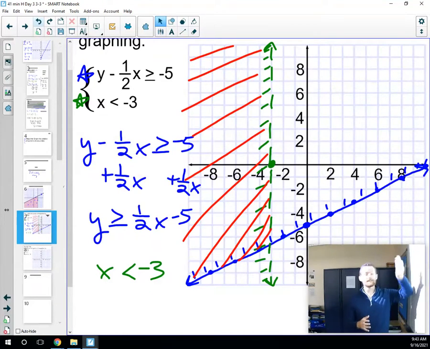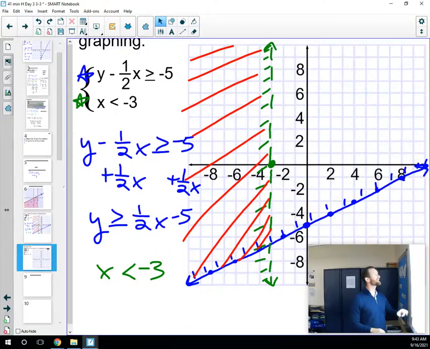So any point in this red area, that red section where the shadings overlap, would be a solution to this system, which I guess is two inequalities. Whatever. Let's take a look at example 2.